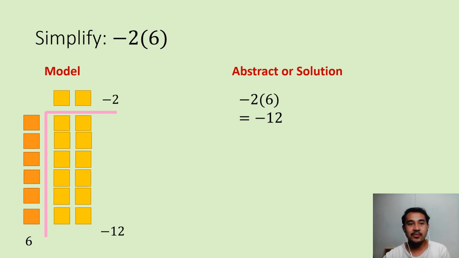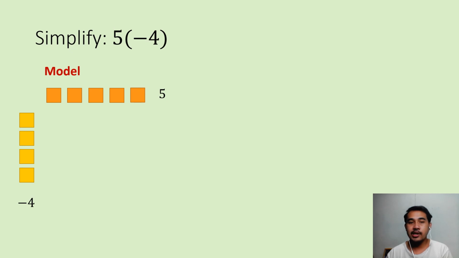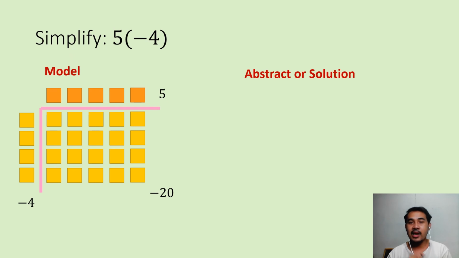Let's have 5 times negative 4. In the model, the horizontal is 5, then the vertical is negative 4. Having the dimension, multiplying one at a time, that's negative 1, negative 1, negative 1, and negative 1 and negative 1. Expediting, the dimension will lead you to negative 20. In the abstract or solution, when you write that, it's 5 times negative 4, and that will be negative 20.